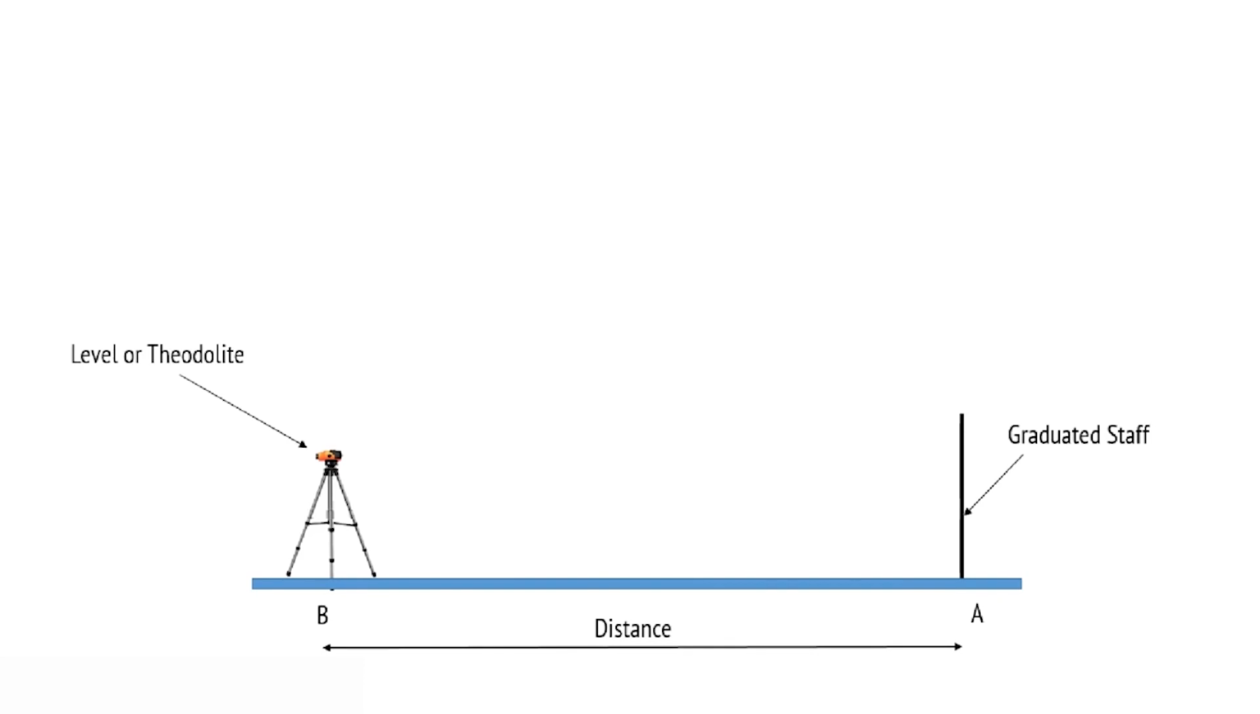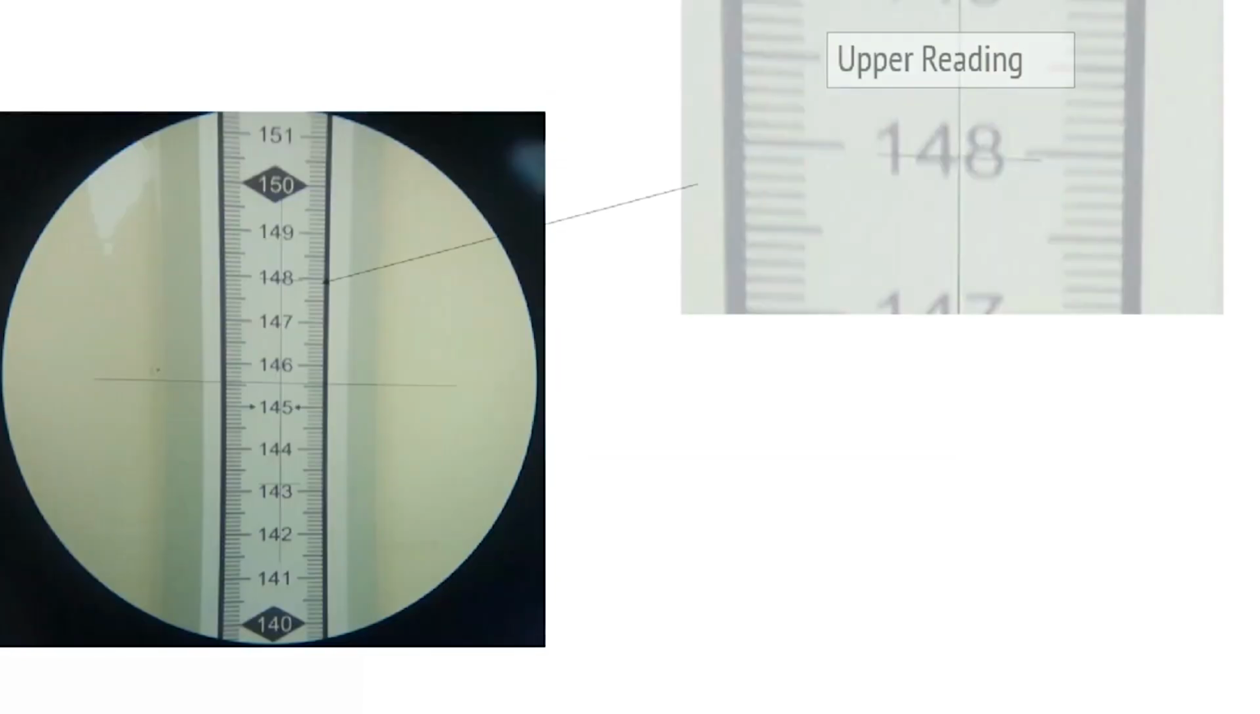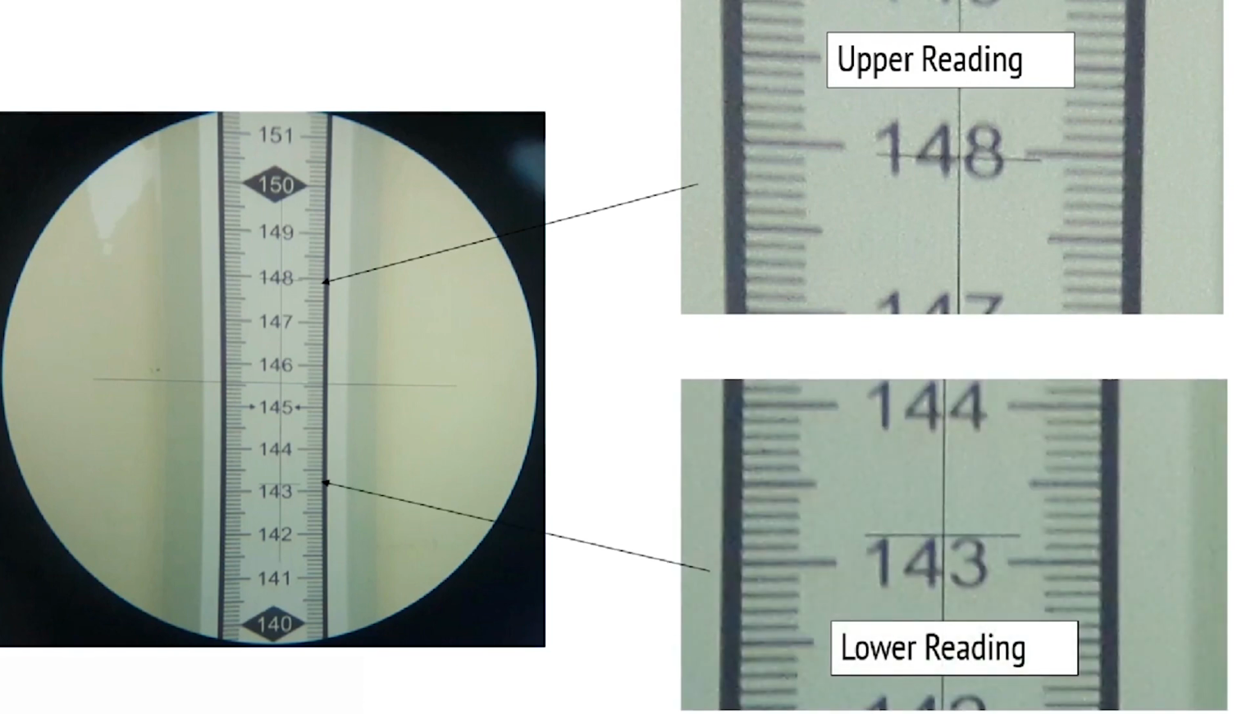Focus the instrument on the graduated staff, then read the upper reading and lower reading. In this example, the upper reading equals 1.4795 meter, and the lower reading equals 1.4315 meter.